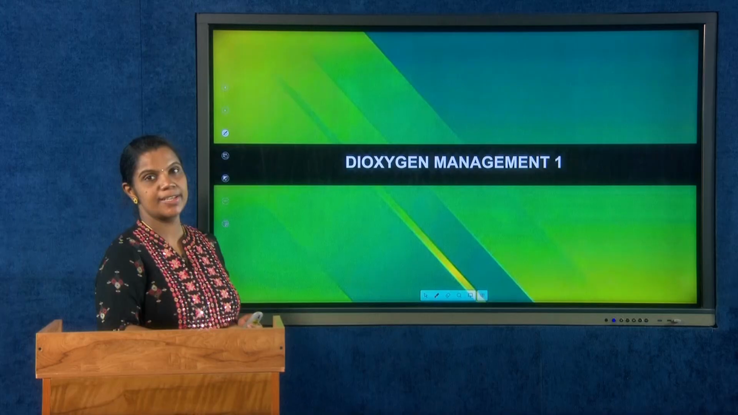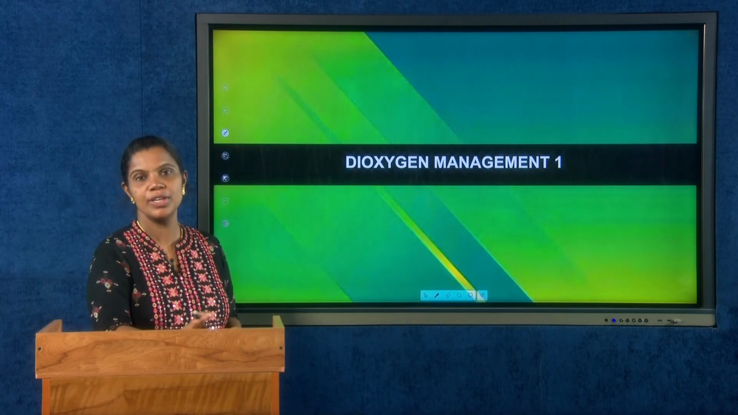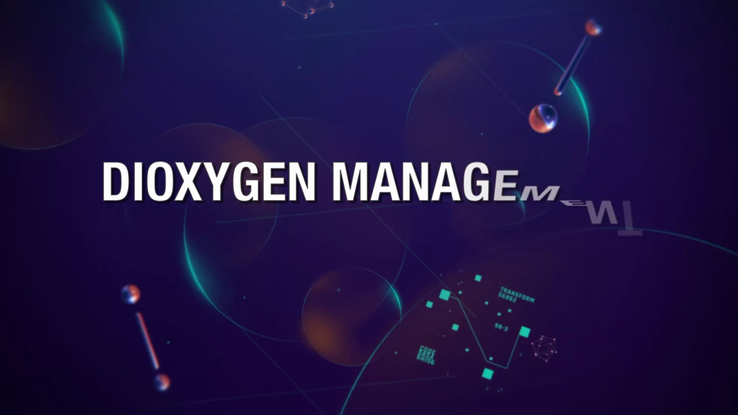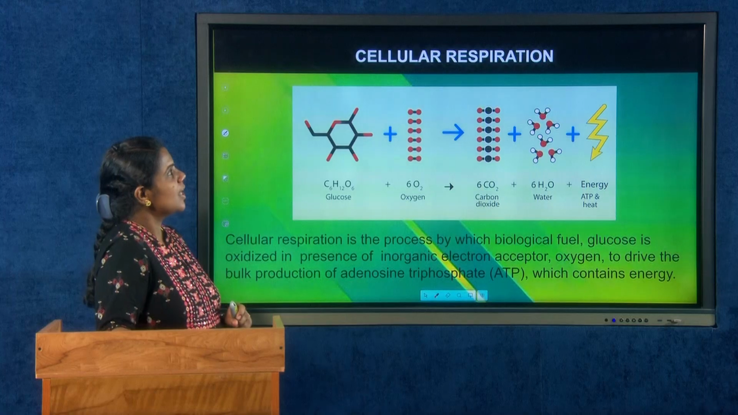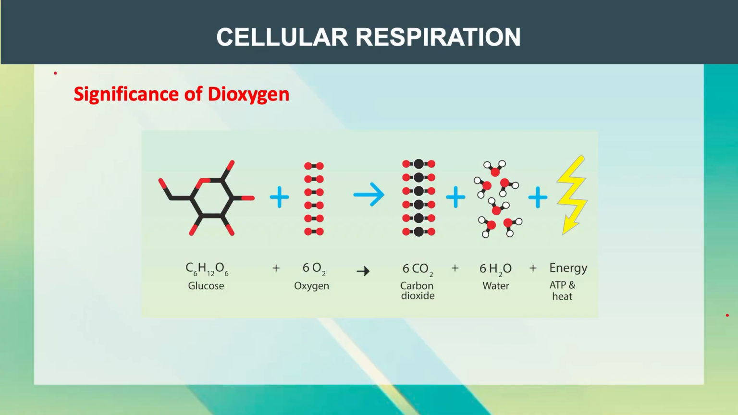Today we are going to discuss dioxygen management in living systems. We know that oxygen plays a crucial role in carrying out life processes. We know that in cellular respiration, which is the process used for generating energy, glucose and dioxygen combine to produce energy along with the release of carbon dioxide and water.